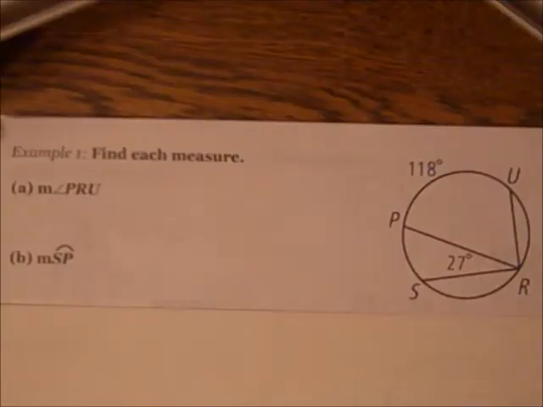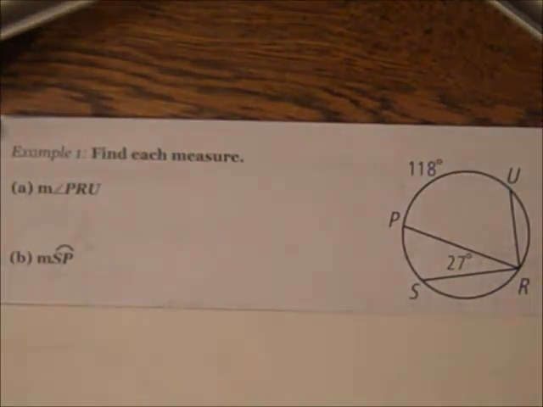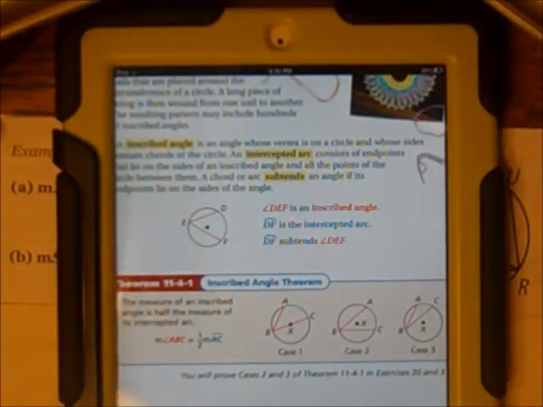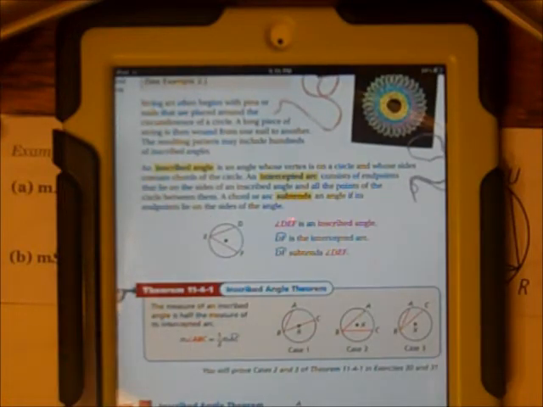Alright, this is your video for 11.4 inscribed angles. Now in 11.5 we add some more angles to this, so it's really important that you understand an inscribed angle. The inscribed angle theorem from your vocabulary grid says that an inscribed angle is equal to half the measure of its intercepted arc. So you have all that vocabulary right here, you need to make sure you understand.